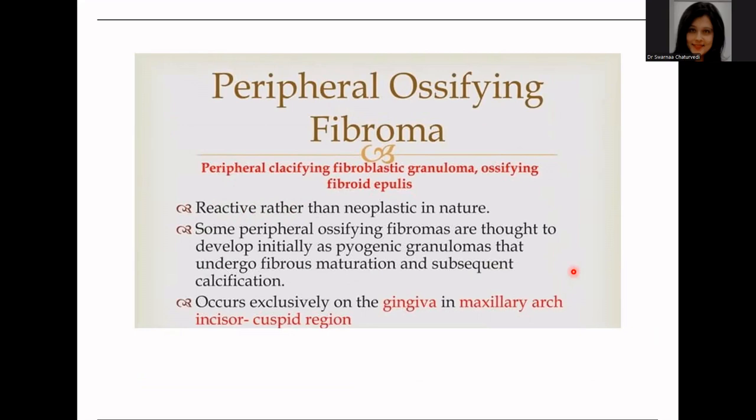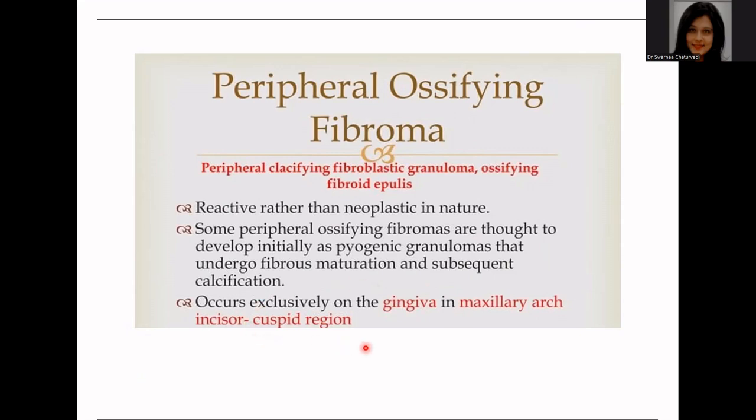Next benign tumor is peripheral ossifying fibroma. This is also known as peripheral calcifying fibroblastic granuloma. It's reactive rather than neoplastic in nature. Some peripheral ossifying fibromas are thought to develop initially as a pyogenic granuloma, in which fibrous maturation happens, then calcification happens, and eventually they form POFs. It occurs most commonly where? On the gingiva, in the maxillary arch, in the incisor cuspid region.